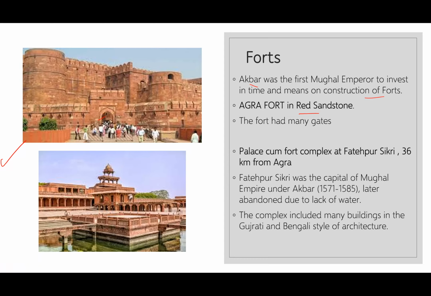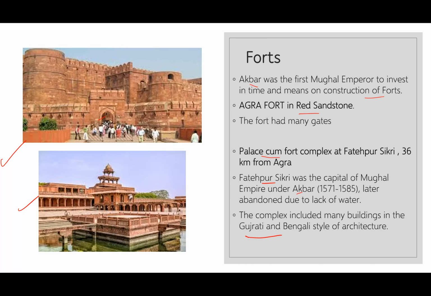Then number 2, in Fatehpur Sikri, he has also built a palace cum fort complex, something like this, at Fatehpur Sikri, 36 kilometers from Agra. Now, Fatehpur Sikri was the capital of the Mughal Empire under Akbar, and later this capital was abandoned due to lack of the water. The complex also has many buildings in the Gujarati and the Bengali style of architecture.